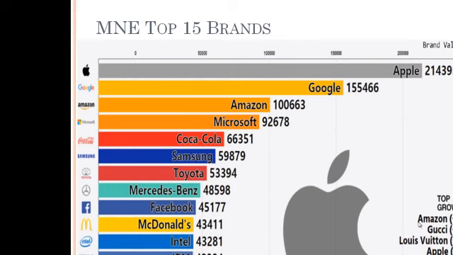The top 15 brands, and most of you know all these companies. Apple has been going quite strong the last couple of years. Google, from what it was to where it came. Amazon, Microsoft, Coca-Cola, Samsung, Toyota, Mercedes-Benz, Facebook. These are all MNE brands, and I'm sure all of you know it. In the future, I will share a link which will show all the companies over the last 20 years, where they were and where they are now.